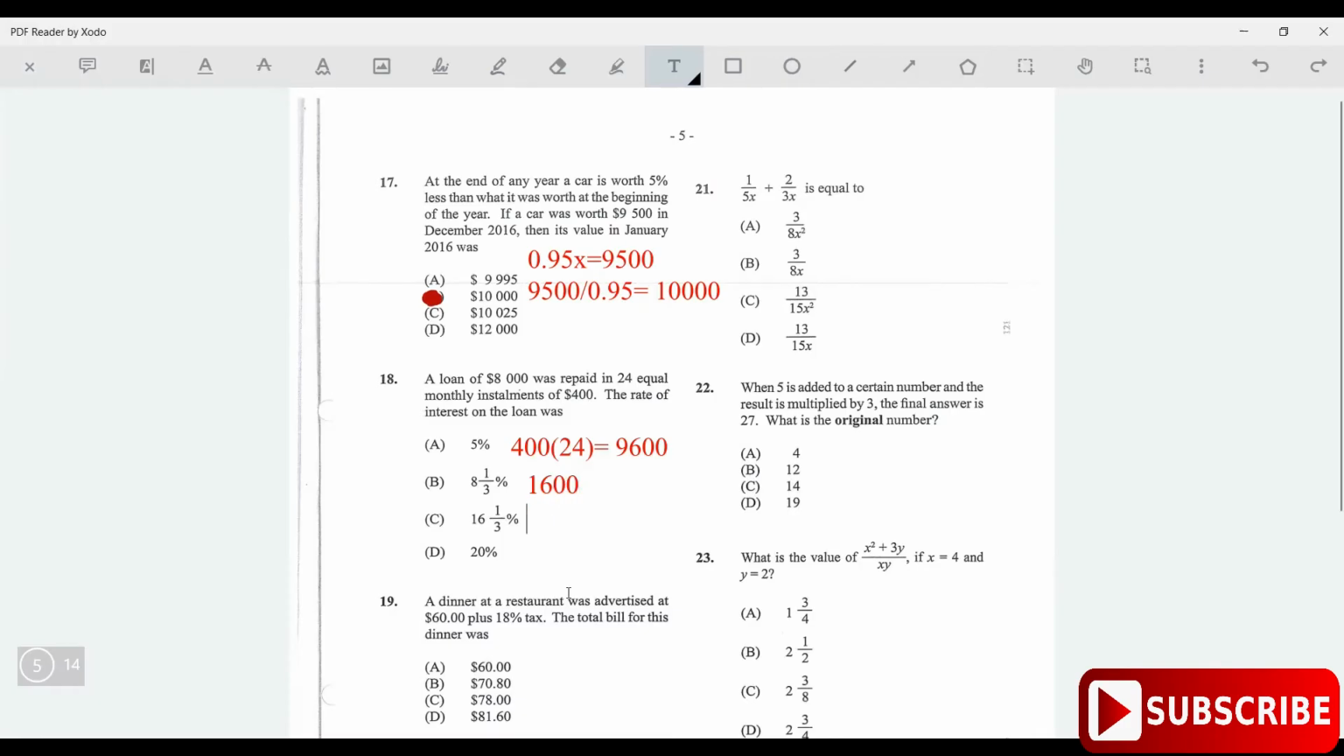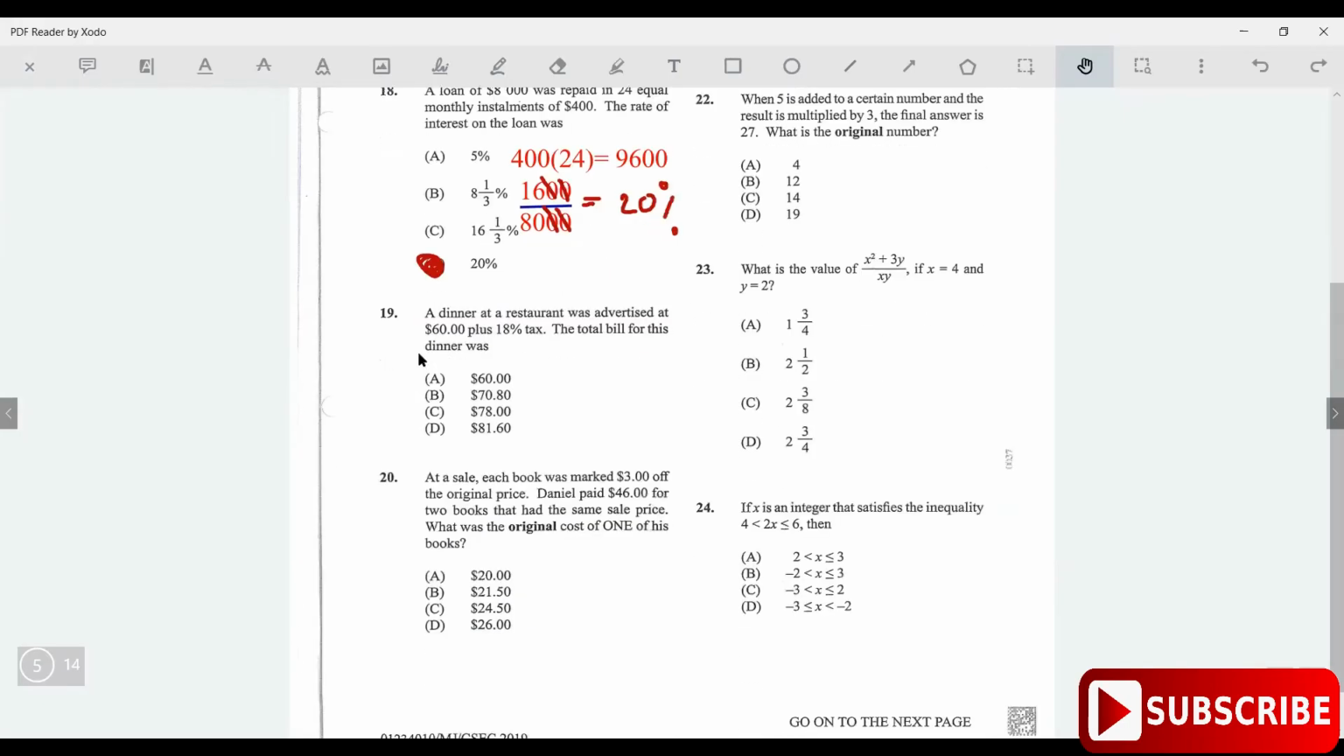And so 1600 divided by 8,000 is going to be the interest on the loan that you paid. 1600 over 8,000. This 0 cancels this. This 0 cancels this. 16 over 80 is 1 over 5. 1 over 5 is 20%. 20% was paid in interest. Easy. Soft. Next question.